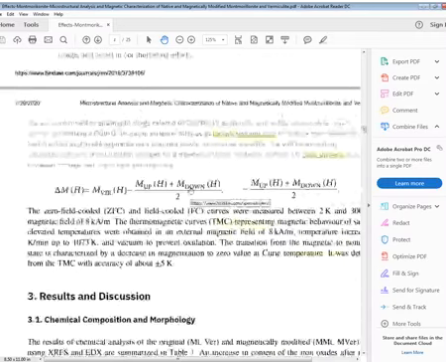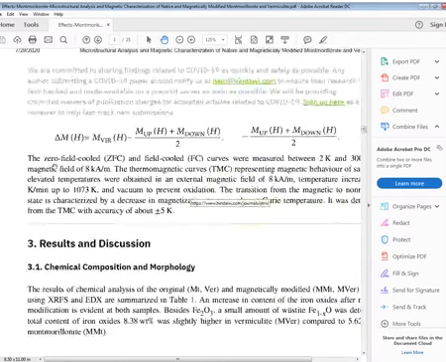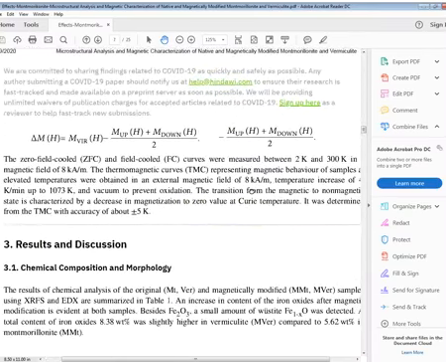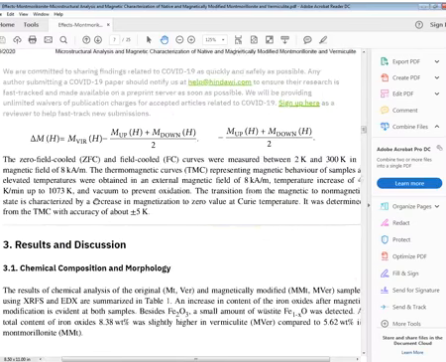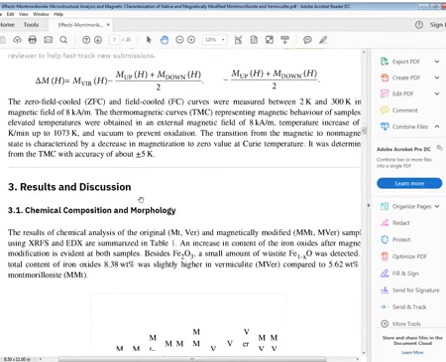Then we go to the formula. Now zero field cooled (ZFC) and field cooled (FC) curves were measured between 2 K and 300 K in a magnetic field of 8 kA per meter. Thermomagnetic curves represent the magnetic behavior of the samples. Results and discussion. Chemical composition and morphology.